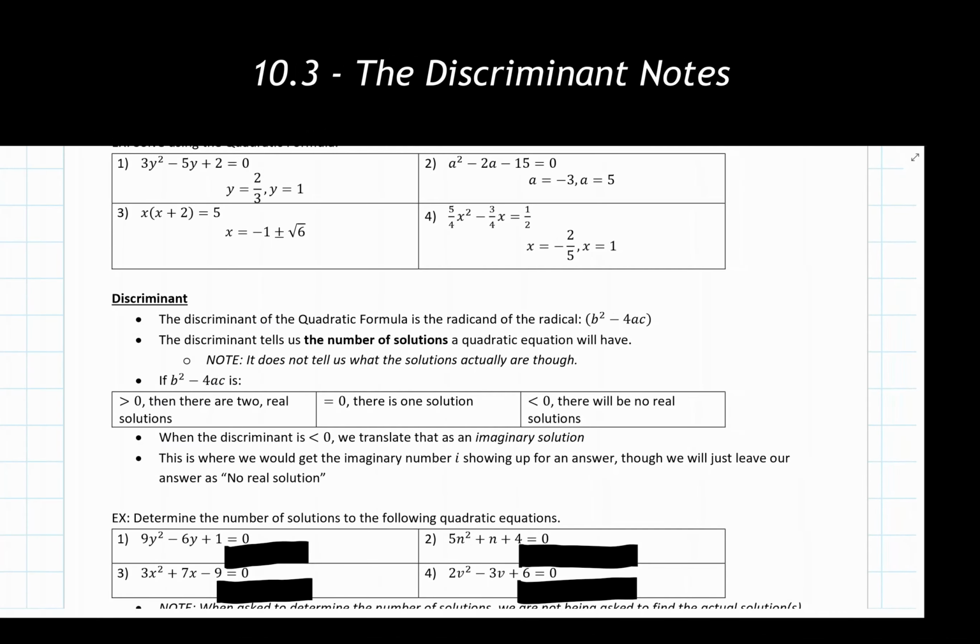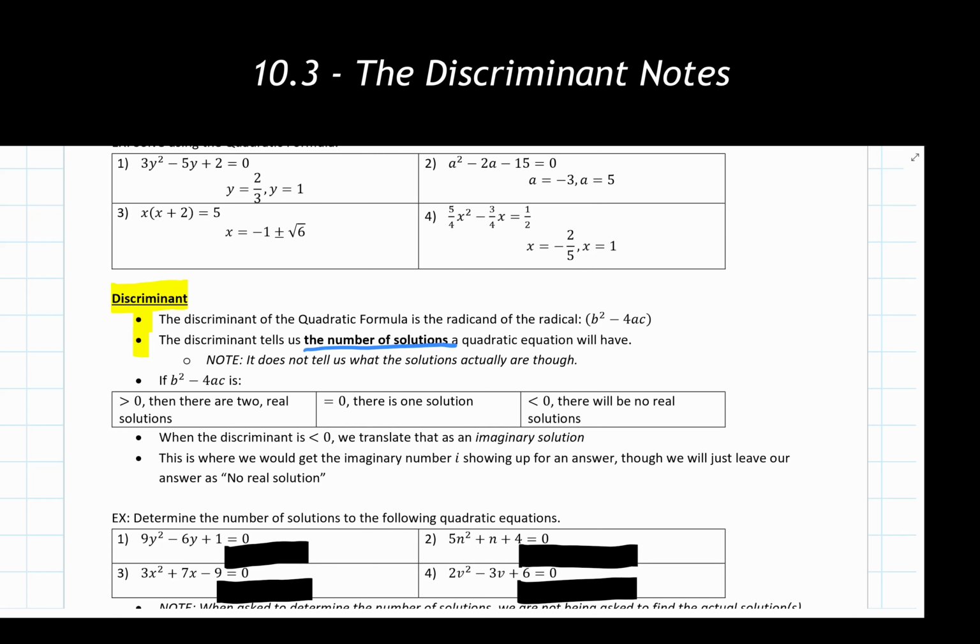This brings us to the second part of the quadratic formula, specifically working with the discriminant, as I alluded to earlier in our examples. The discriminant is the radicand portion of the radical. It is specifically the b squared minus 4ac value. The importance of the discriminant is that it tells us the number of solutions a quadratic equation will have.